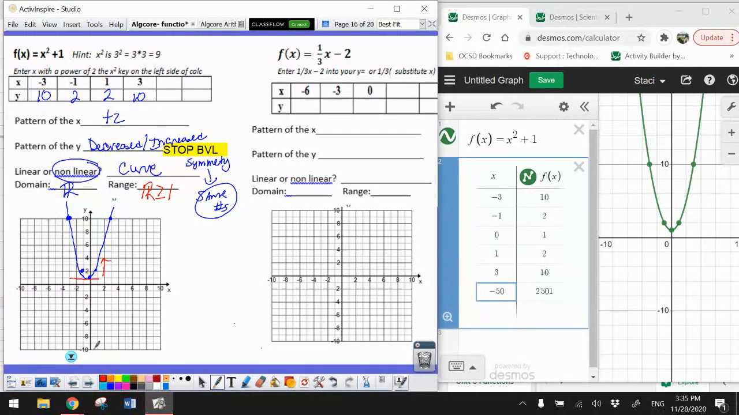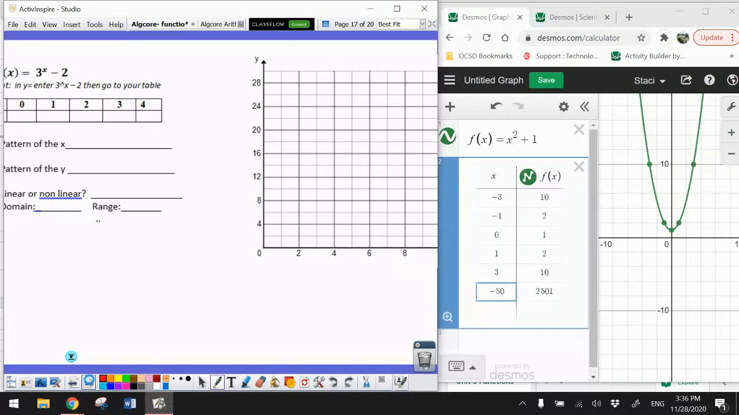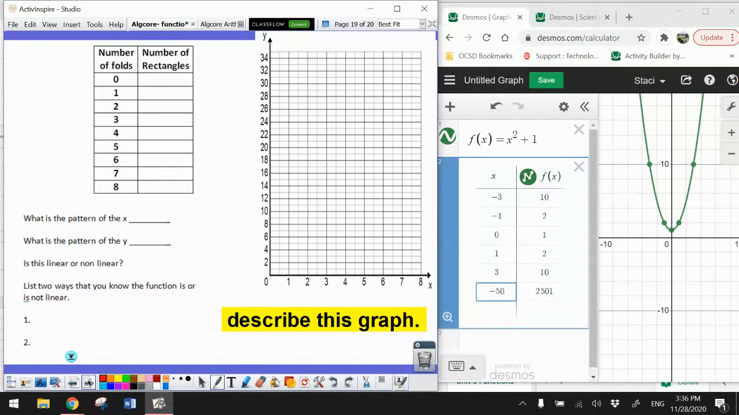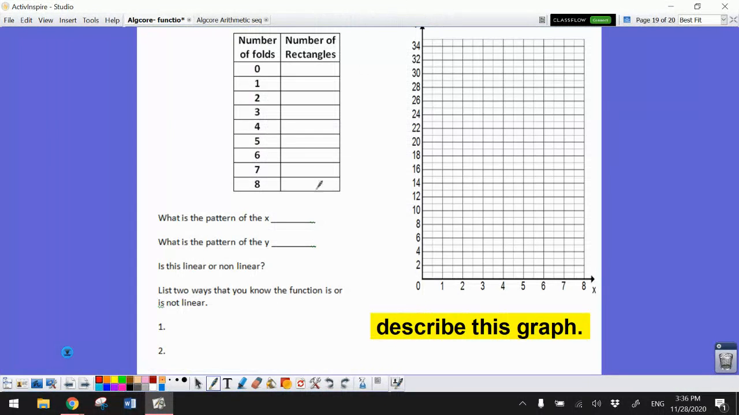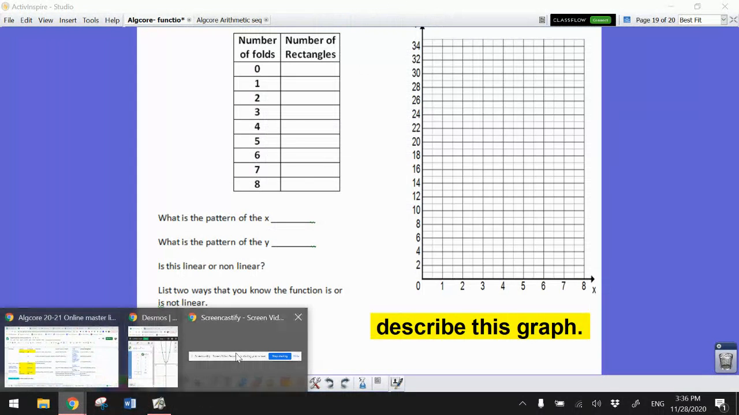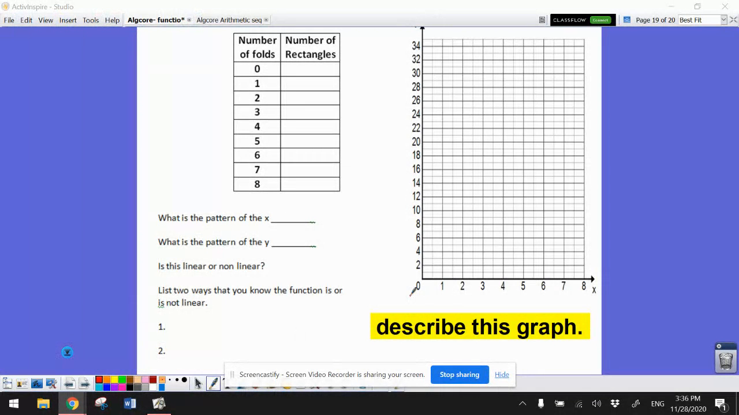Okay, so keep going with this. Finish up your Desmos activity. Reach out to us if you are struggling. And we've got a quiz coming up, so please take your time and do a good job.